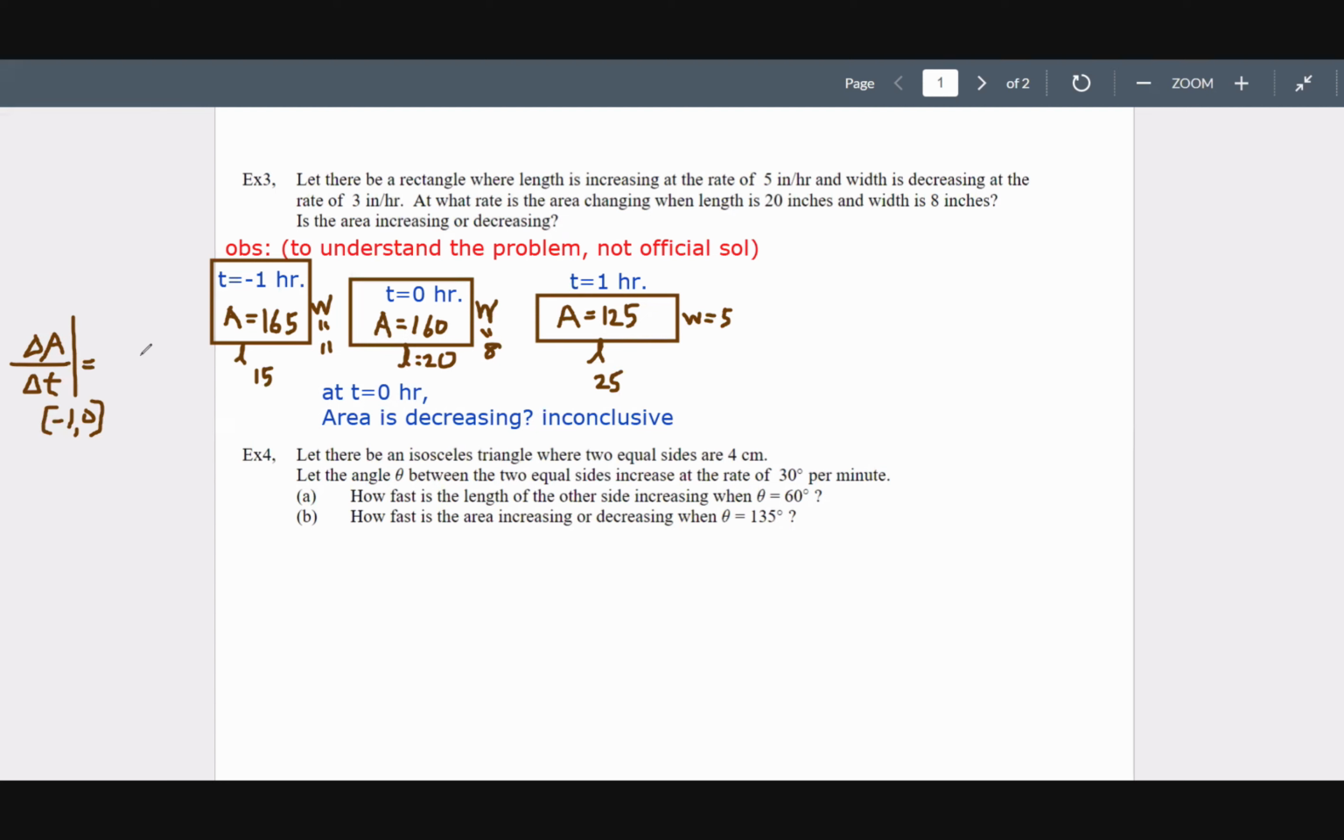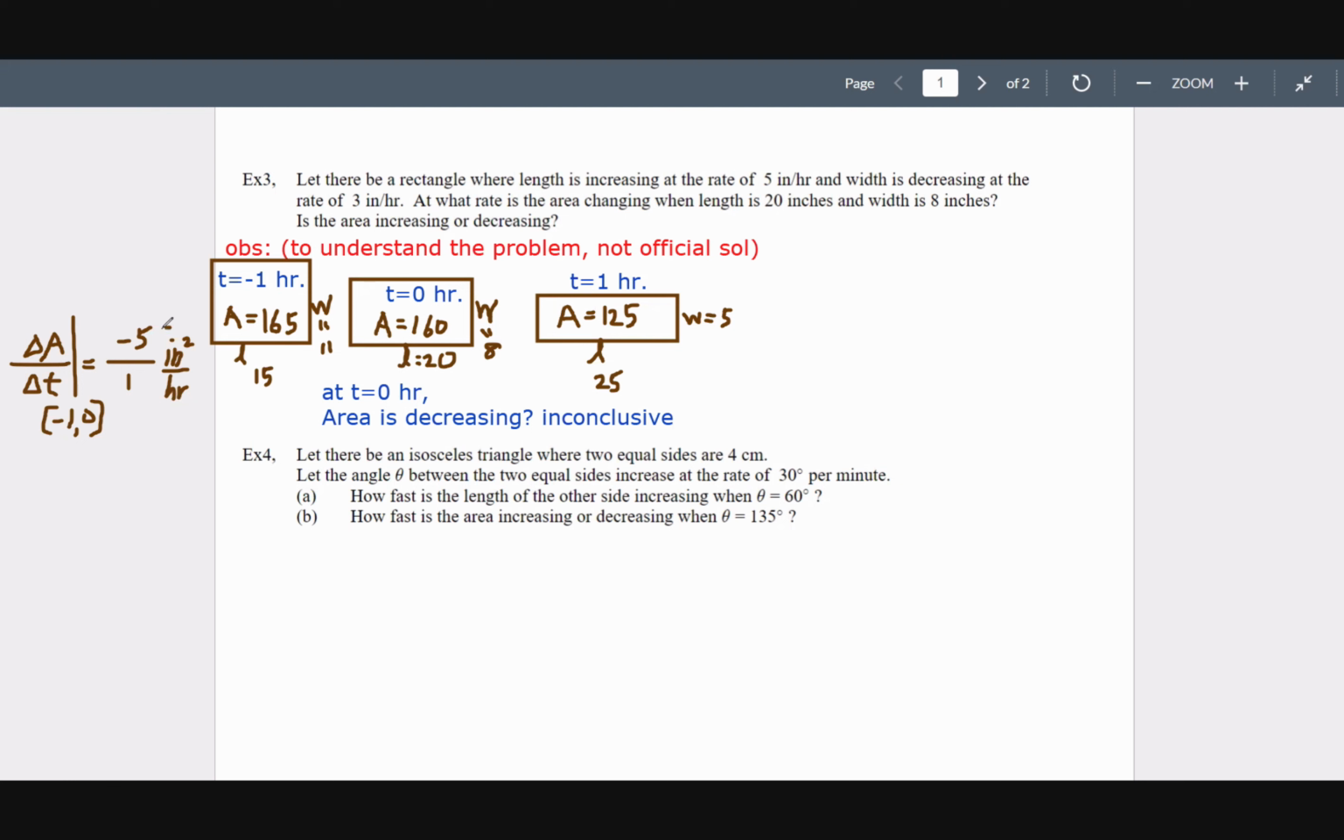So if you do that, how much did it change? From 165 to 160, that is -5. And delta t, from -1 to 0, is +1. So the answer is equal to -5 inch squared per hour. But that -5 inch squared per hour would be the average rate of change. That is not the instant rate of change. So in order to find the instant rate of change, what happens here?